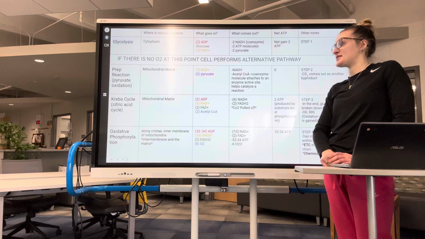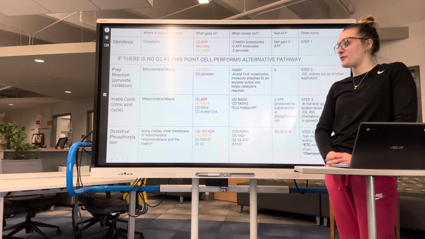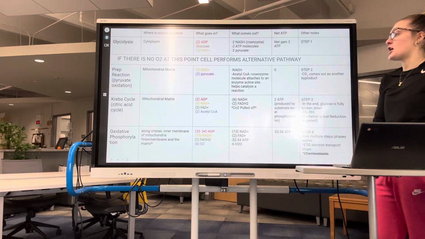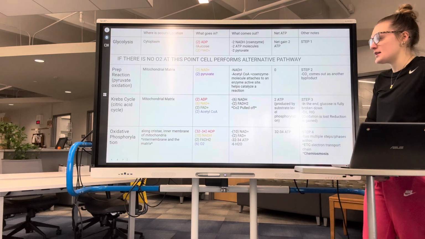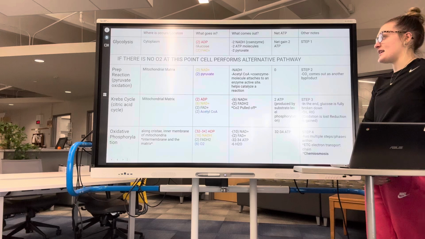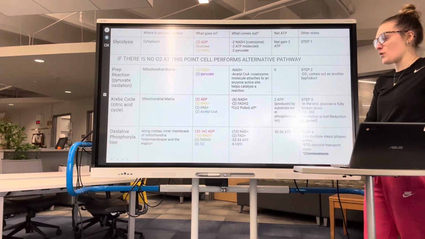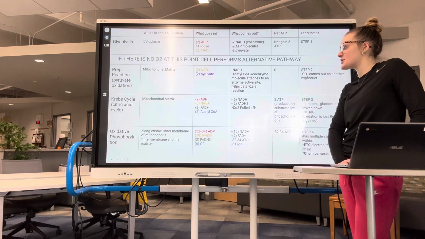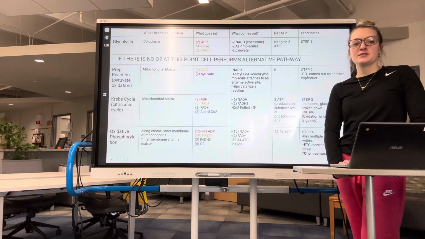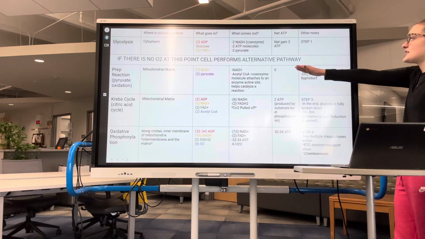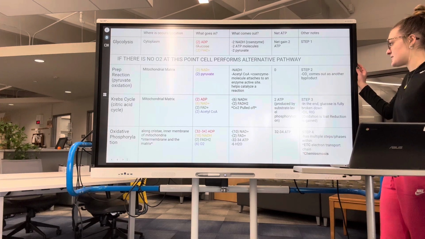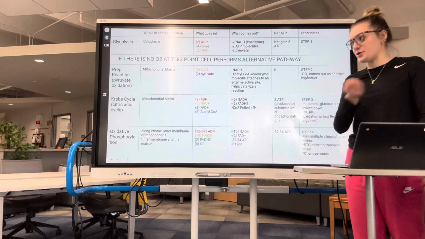The second step is the prep reaction or pyruvate oxidation. It occurs in the mitochondrial matrix. There are 2 NAD+ which go in, and 2 pyruvates. Coming out is the NADH and the acetyl-CoA, which is the coenzyme molecule that attaches to an enzyme's active site. It also helps catalyze the reaction. 0 net ATP, and it is also the second step, and CO2 comes out as another byproduct being pulled off.